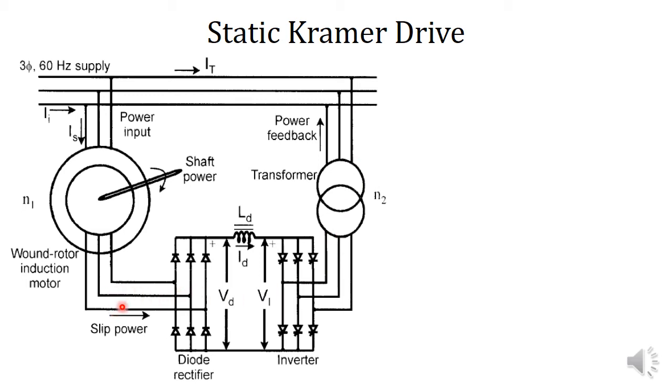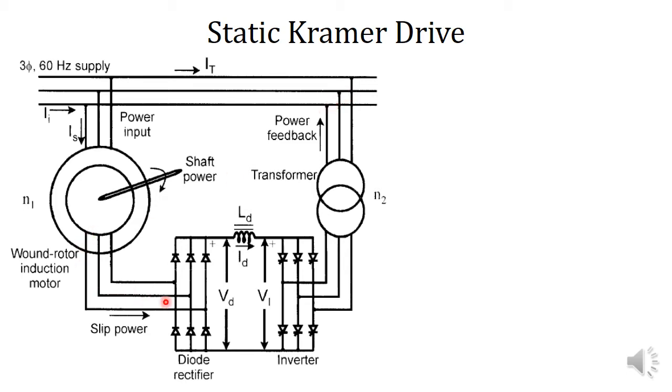since the slip power has a frequency which is different from that of the supply mains frequency, it cannot be fed back to the source directly. Here in this example, the supply mains frequency is 60 Hz. So the rotor frequency will be different from that of the supply frequency. Rotor frequency is equal to slip into supply frequency. So we have to change the frequency of the slip power, and then it can be fed back to the supply.